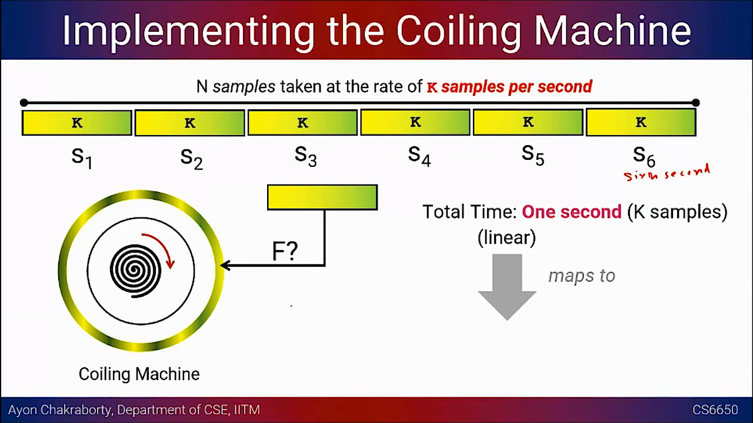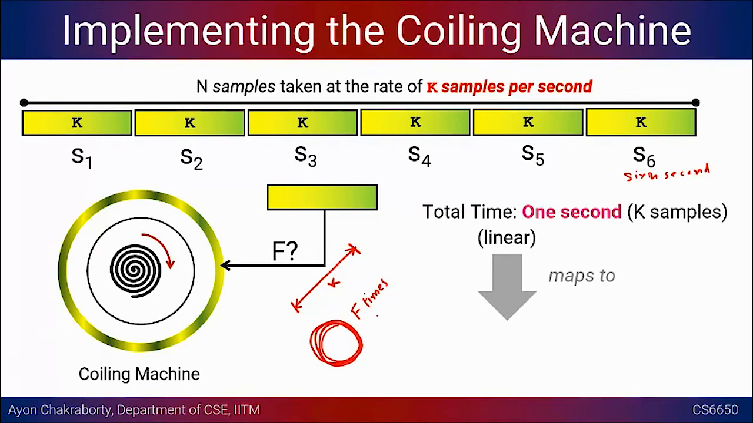Let me restate what we are trying to do. We are taking this chunk of 1 second which has k samples, and we want to wrap this particular string or tape, an imaginary tape, across the imaginary circle. How many times? f times, let's say. We are going to wrap it around f times.